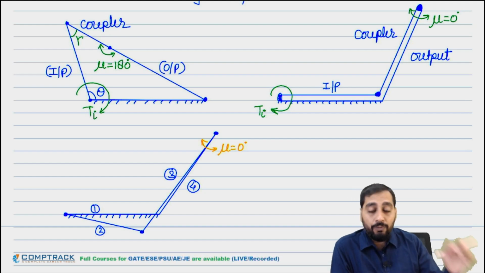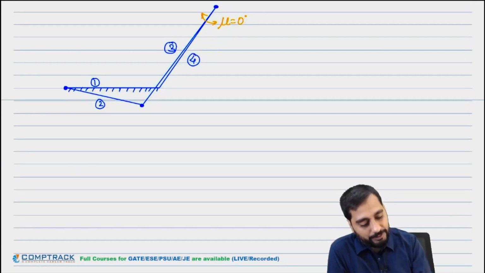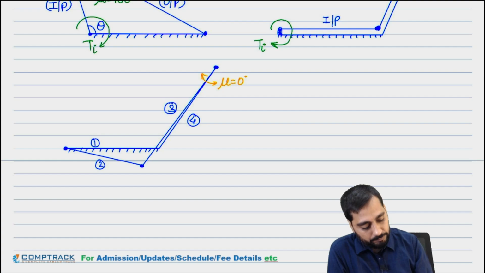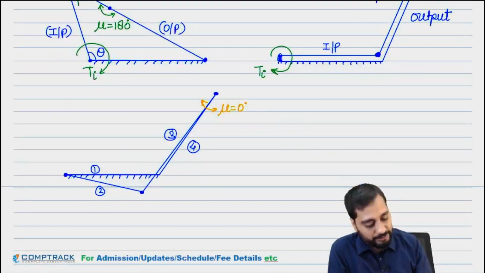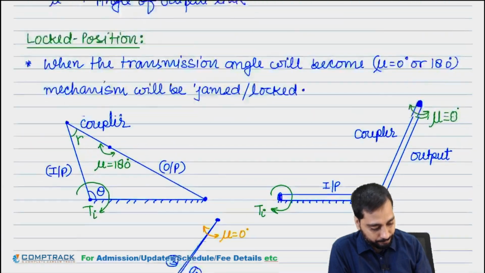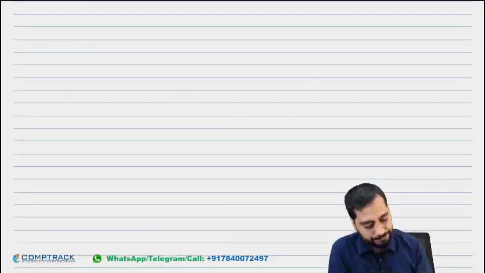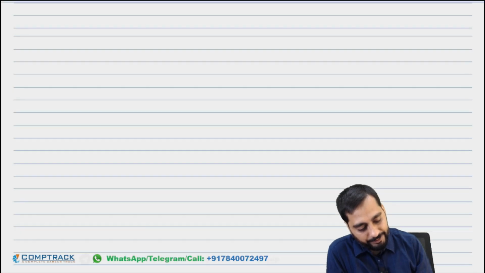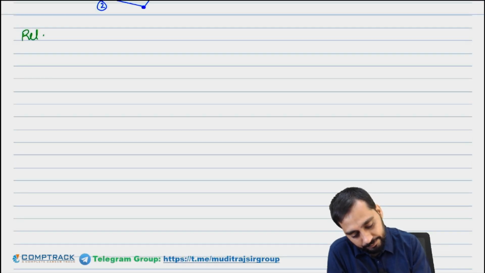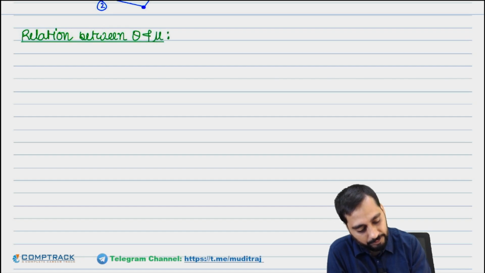Now how can we find the value of mu in terms of theta? Look, I am drawing this diagram once again. Okay, so here write down the heading: relation between theta and mu. Theta is the input angle, mu is the transmission angle.